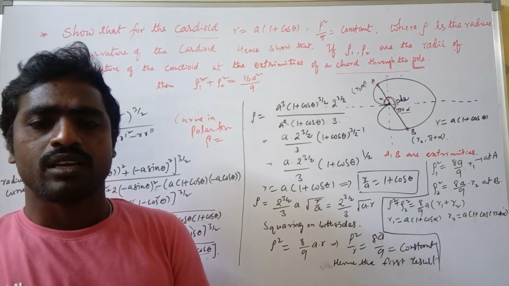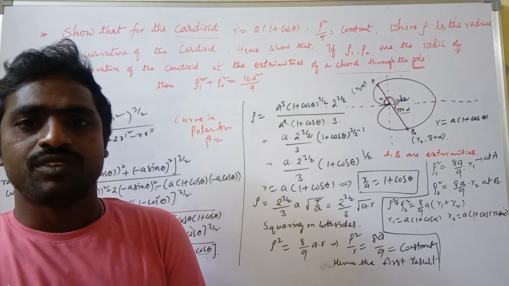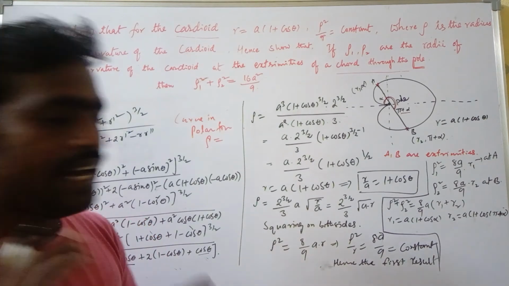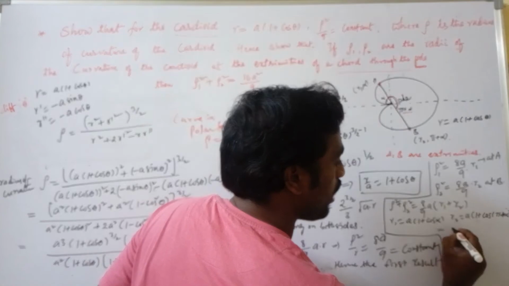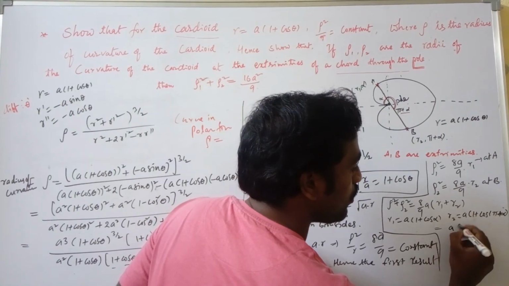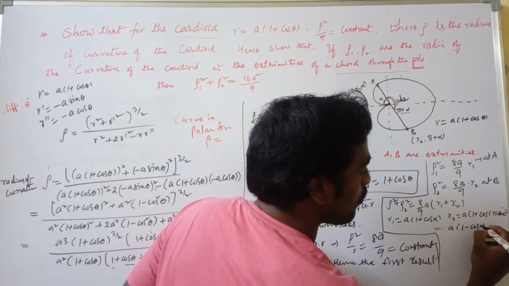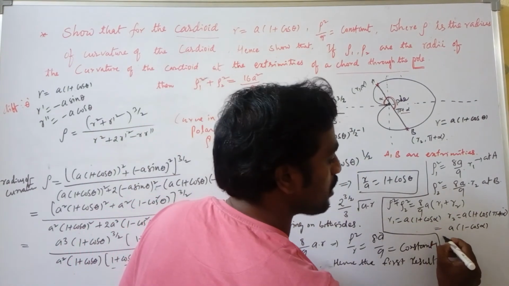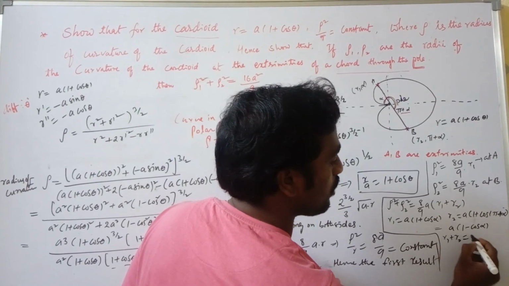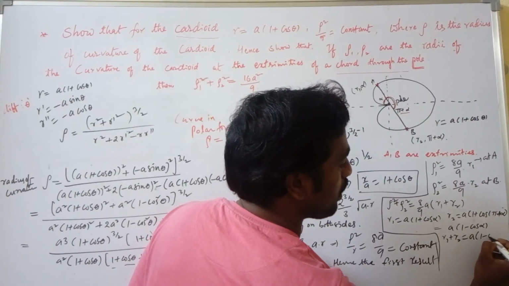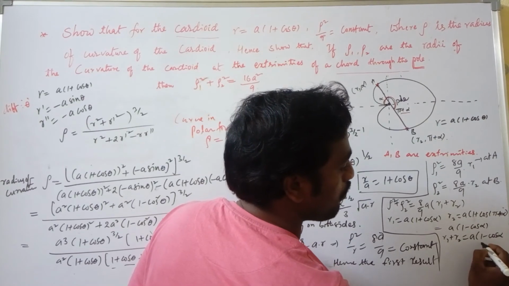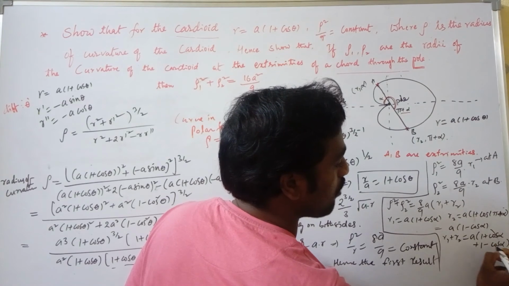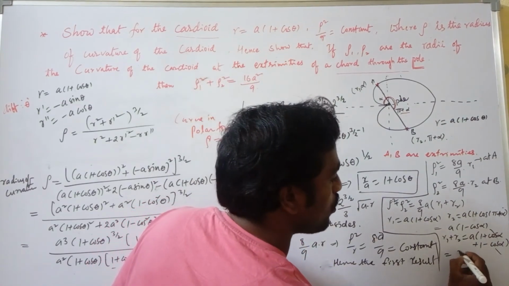So cos of pi plus alpha is in which quadrant? Third quadrant. In the third quadrant, is the cos function negative or positive? It is a negative value. So finally you get r2 equal to a into 1 minus cos alpha. If you add r1 plus r2, what is the value? a will be common, 1 plus cos alpha plus 1 minus cos alpha. Cos alpha will be cancelled. So the final value is 2a.